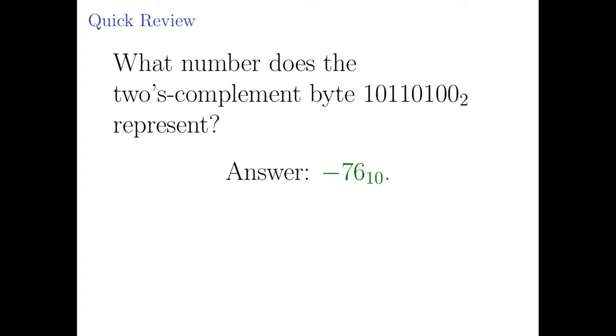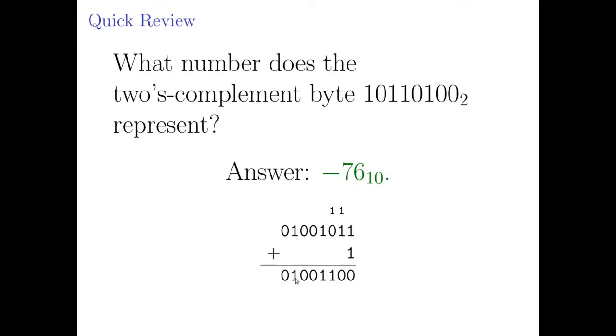Answer is -76. Did you work that one out correctly? Here it is. We flip all the bits. So if I take 10110100 and flip all the bits, I get 01001011. Then I add 1, and this is going to be 1 plus 1 is 0, carry the 1, 1 plus 1 is 0, carry the 1, we get this thing. And then this is the negative of our answer.